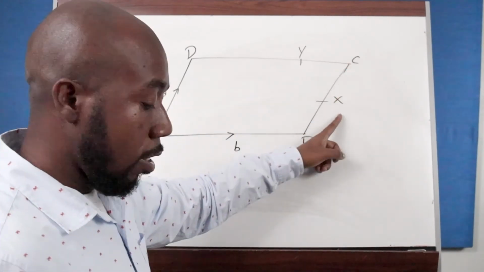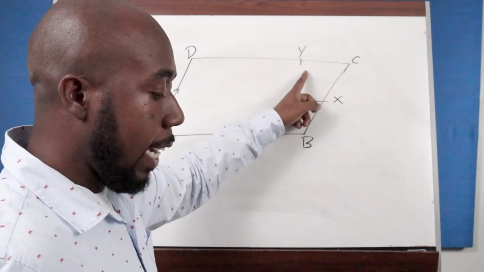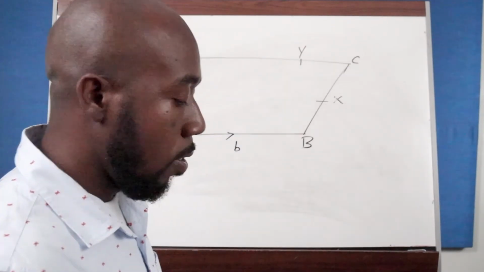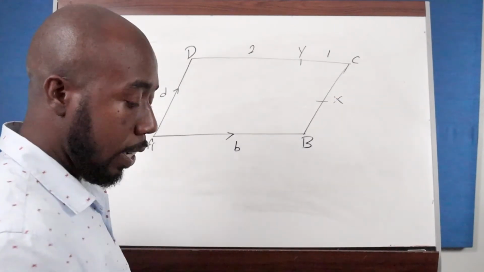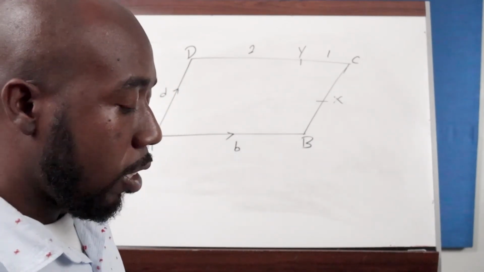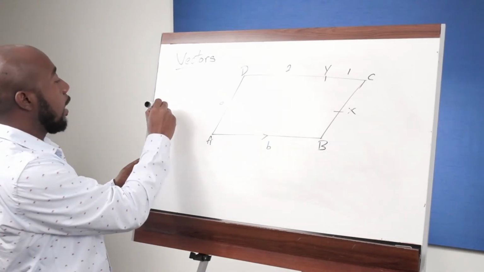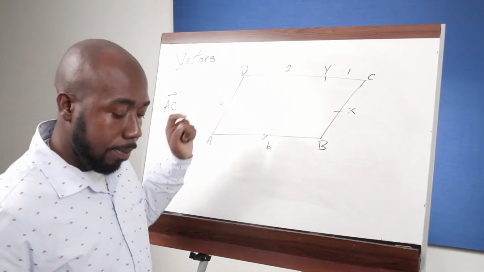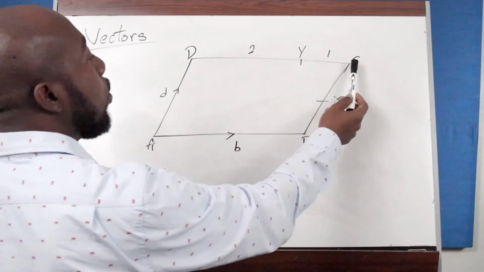Also, X represents the midpoint of BC. And Y lies on DC such that DY is equal to 2CY. So that means if this is 1, this is 2, because it's 2 times what this is. These are the kind of questions you get in CXC. It says express the following vectors in terms of b and d. They want to find AC in terms of these two, b and d. If we want to find AC, we are standing at A and we want to get to C.